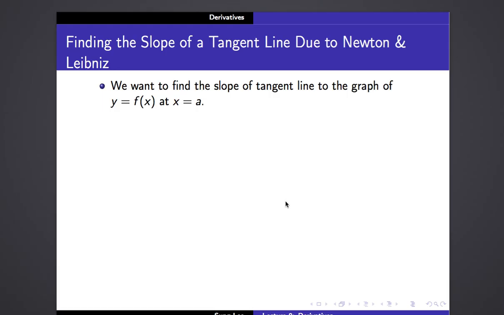So what we are going to talk about next is finding the slope of a tangent line due to Sir Isaac Newton and Gottfried Leibniz. This method was discovered by Newton and Leibniz independently. It's quite an ingenious idea. So we want to find the slope of a tangent line to the graph of y equals f of x at x equals a. That's what we want to do, okay?